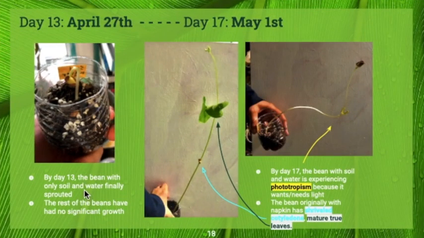On day 13, the bean with only soil and water had finally sprouted. The rest of the beans had no significant growth. This is the bean that was originally with the napkin. You can see how the cotyledons right here had shriveled up, and here are the mature true leaves. And then this bean and this bean are the same, but this is by day 17. The bean has started to experience phototropism because it needed and it wanted light.